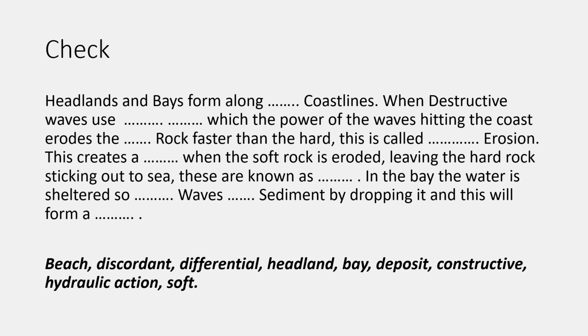Right, so you've unpaused it, let's go through the answers. Headlands and bays form along, and the keyword from the bottom is discordant coastline. When destructive waves use hydraulic action, which is the power of the waves hitting the coast, erodes the soft rock faster than the hard. This is called differential erosion. This creates a bay when the soft rock is eroded, leaving the hard rock sticking out to sea. These are known as headlands. In the bay, the water is sheltered, so constructive waves deposit sediment by dropping it, and this will form a beach. Hopefully we're all there with the keywords.